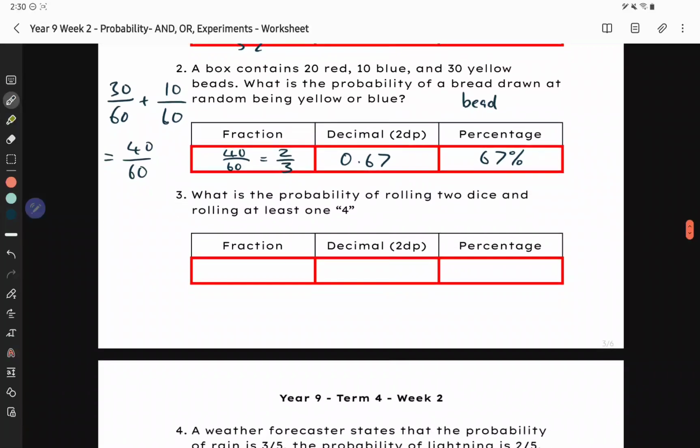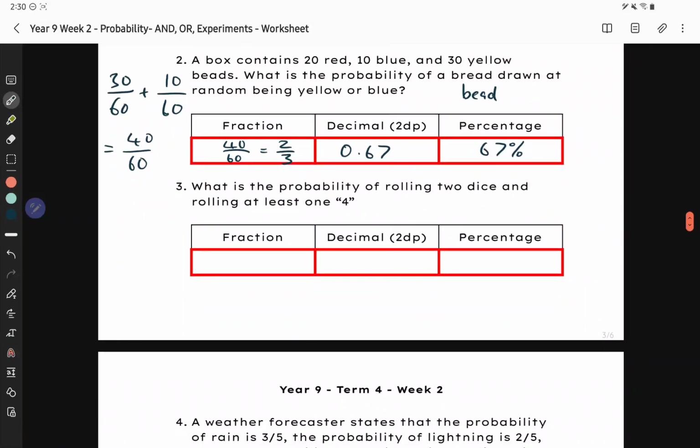What is the probability of rolling 2 dice and rolling at least 1 four? Okay, I'm going to do this in a little bit of a strange way. I want to roll at least 1 four. I want to know the chance. I'm going to go about this by working out what's the chance of me rolling 2 dice and rolling no 4s, and then I'll work backwards.